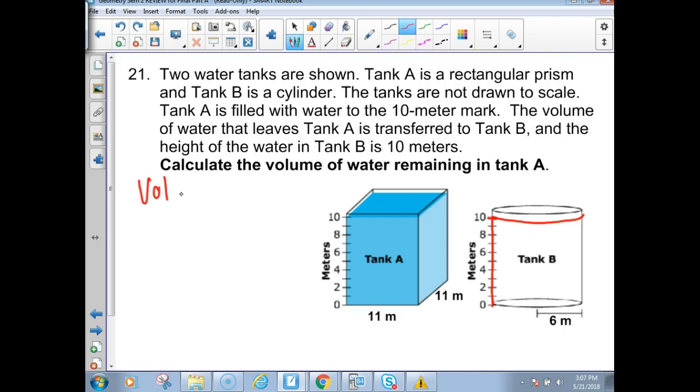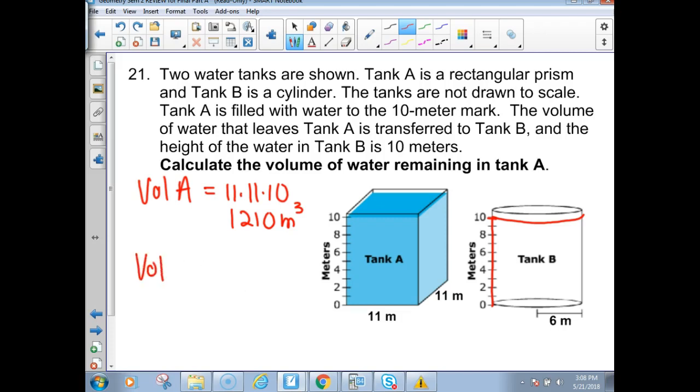Volume of tank A. It's a rectangular prism, or a square prism, actually. It's 11 by 11 by what? What's the water level up to? 10. So we need to do volume is 11 times 11 times 10. That's 1,210 cubic meters. If you know 11 times 11 is 121, times 10 is 1,210.